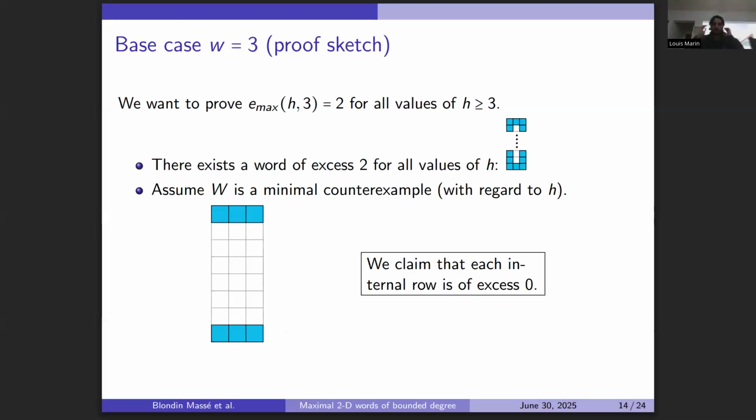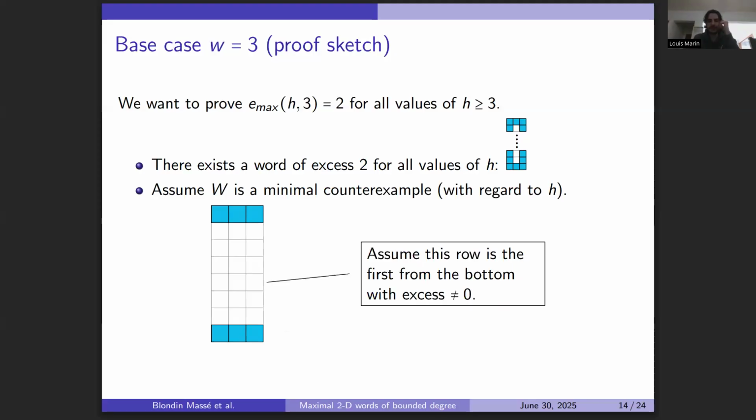So basically what we need to prove now is that each internal row, basically all the other rows that are left, needs to be of excess 0. So first, let's assume that this row is the first from the bottom that is not of excess 0.